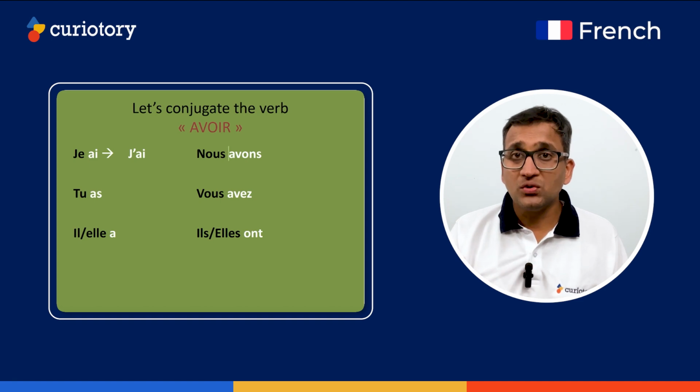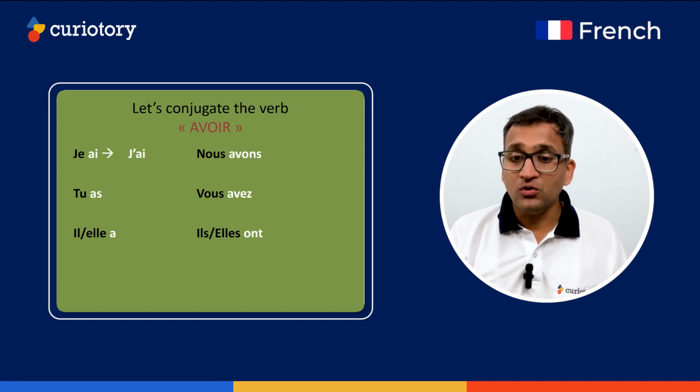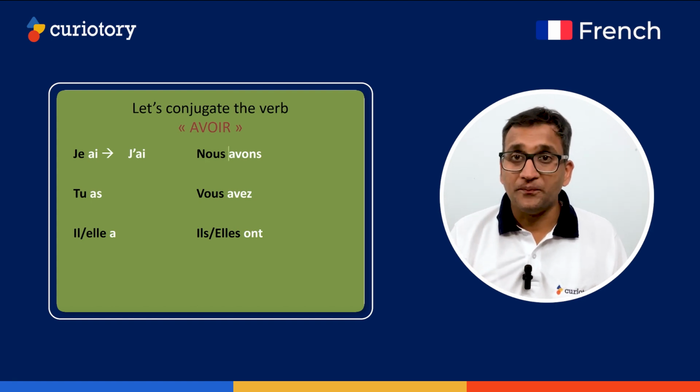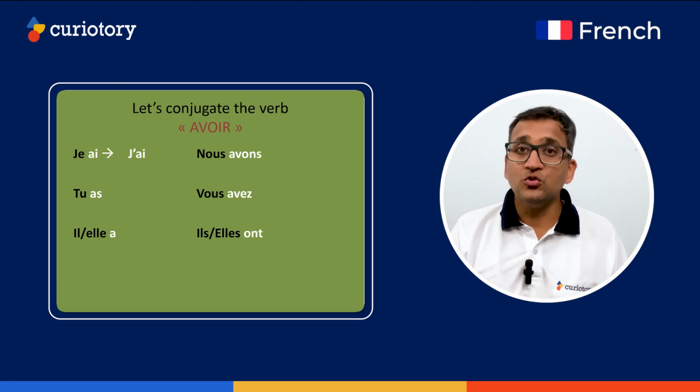So nous avons, and similarly, the next is vous avez. Whenever the word ends with ons, the pronunciation is "on". That's why it becomes nous avons. After avons, there is nothing, so the s is silent. With vous avez, here ez is pronounced as "a": vous avez.